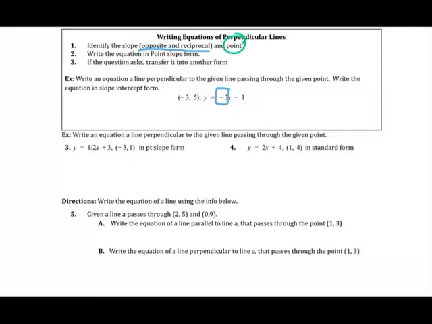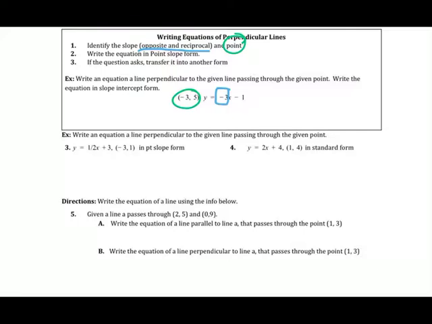Then you're going to take the point that you're given, and plug in your new slope, which should not be the same, it should be opposite in sign and reciprocal. Take your new slope and your new point and plug them into point-slope form. And again, if the question asks you to transition it to a different form, feel free to do so.